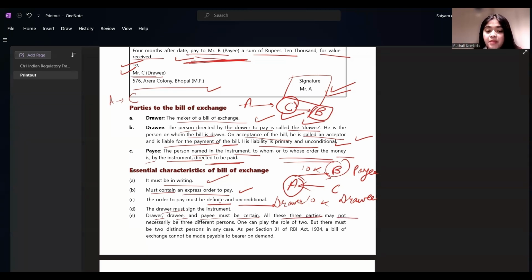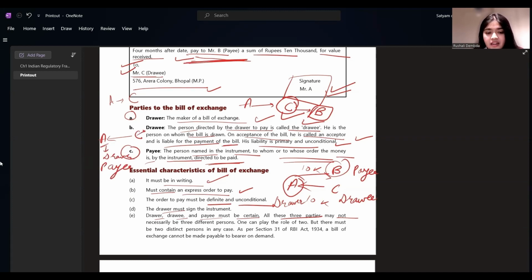All these three parties may not necessarily be different persons. It can happen that the drawer and the payee may be the same. See, A might have instructed C to pay the amount to him only. So he is the one who is going to get the amount. He is the payee, and he is the only one who is making it, right? A was going to receive money from C but did not have to pay anyone. So he is only the drawer and only the payee, and C remains the drawee.